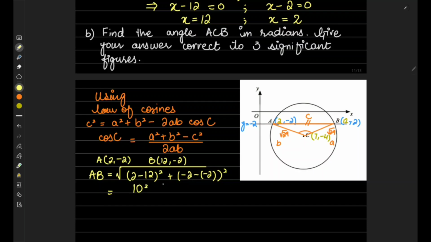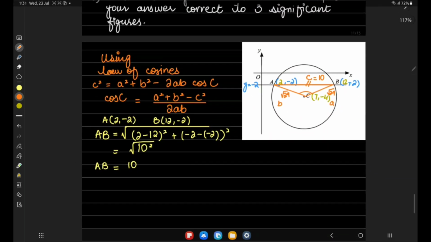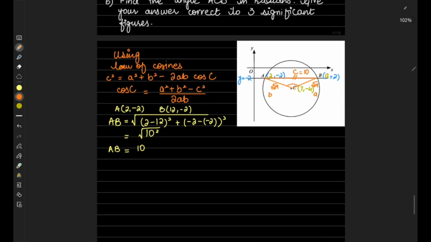So this will give you 10 square. This will give you 0 square, so just ignore that. So 10 square under the root. And if it is 10 square under the root, we don't need to expand this. Instead, just cancel out square with the square root and we are left with AB equal to 10. So now C is equal to 10, and now let's substitute in the values.